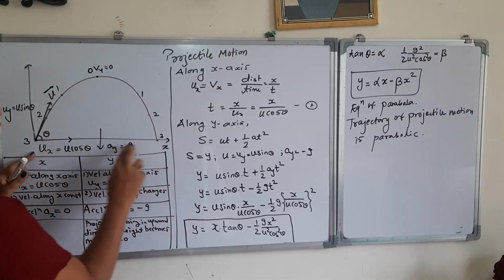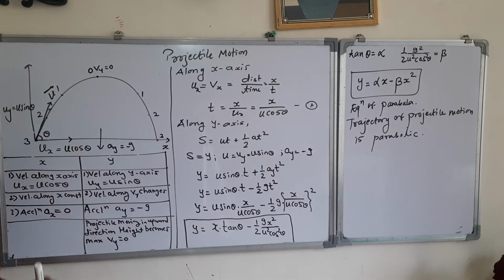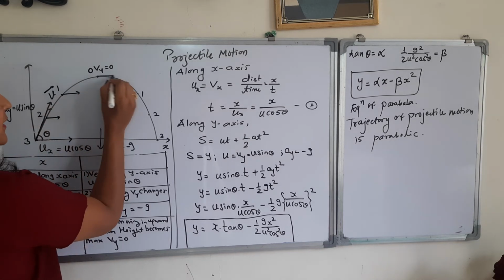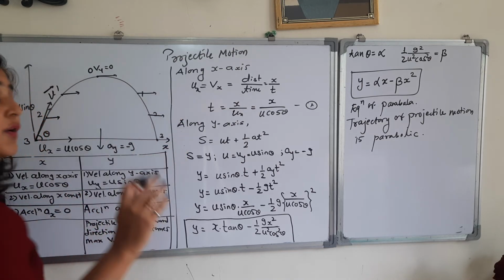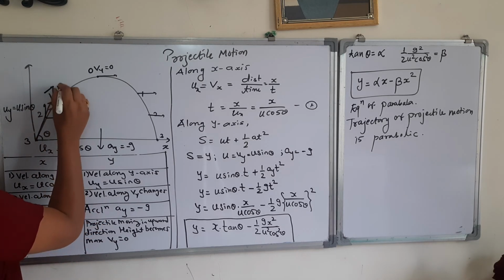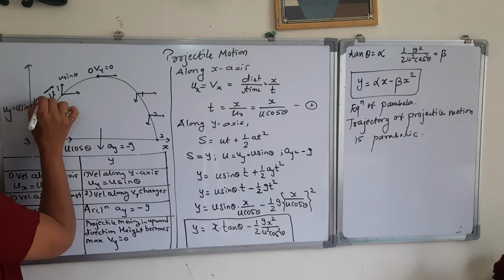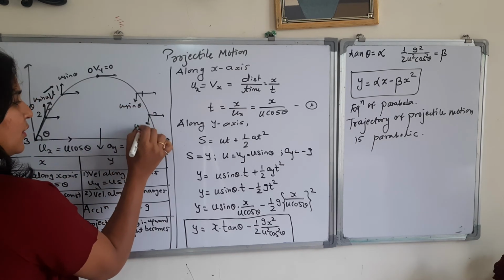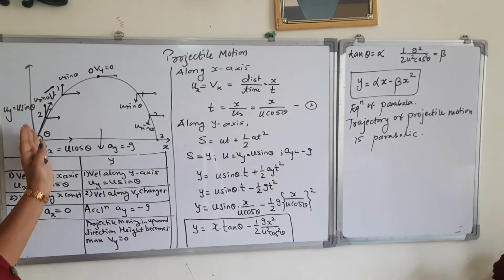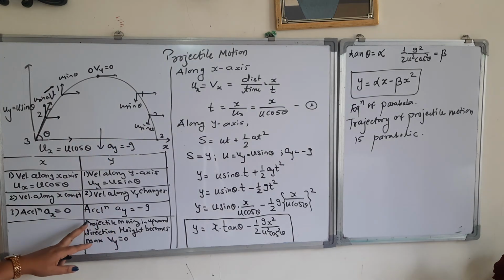Here, u cos theta is the component of initial velocity along the x direction, and u sin theta is the component of initial velocity along the y direction. As the projectile moves ahead, u cos theta stays the same throughout, which is what we wrote: velocity along the x component is constant. Whereas as it rises, the u sin theta component changes. So velocity along the y component changes: it initially increases, reaches maximum height, becomes zero, then starts decreasing. Understood? So this is what projectile motion is.